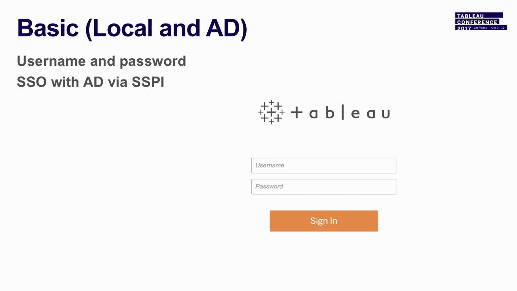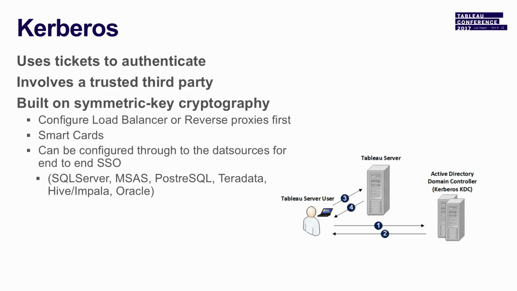So, basic authentication. What's built into Tableau right out of the box? What don't you have to worry about? So, local and AD built right into Tableau, doesn't require any other third-party component. It's going to use your username and password. You can provide native SSO via Active Directory with SSPI. That's built right into the Windows operating system. And for so many of our users and our administrators out there, this is their primary method of authentication. It's just good old Active Directory.